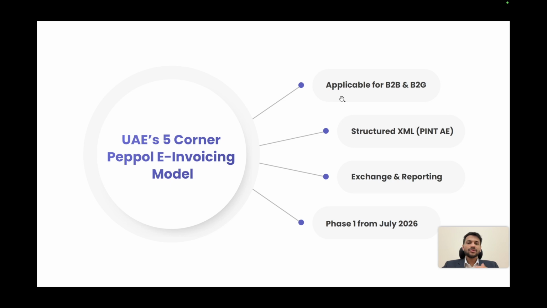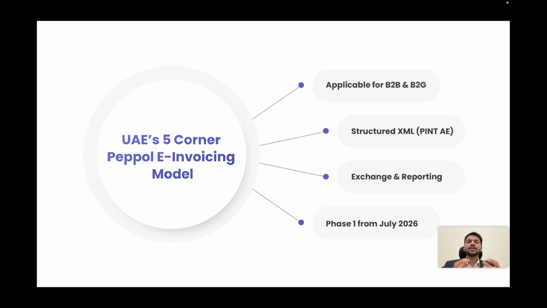To get the basics ready before we get started, the UAE is adopting a 5-corner Peppol e-invoicing model. This e-invoicing model is applicable only for B2B and B2G transactions. In other countries, like the neighboring Saudi Arabia, they have all three, including B2B, B2G, and B2C. But here B2C is completely exempt because they're using a Peppol approach, where the buyer also needs to be in the e-invoicing network in order to receive the e-invoice document. So only your B2B and B2G sales will be part of this e-invoicing requirement, but it doesn't exempt you from onboarding into the e-invoicing network just because you have only B2C sales.